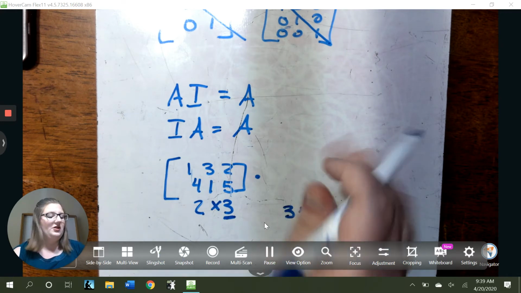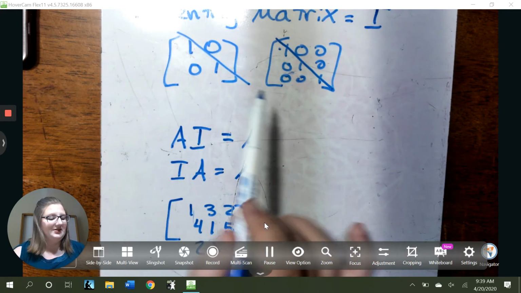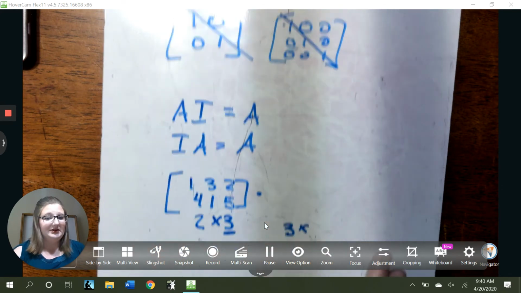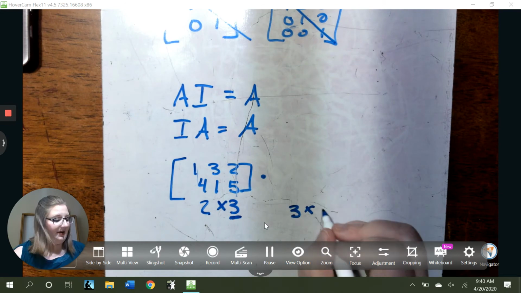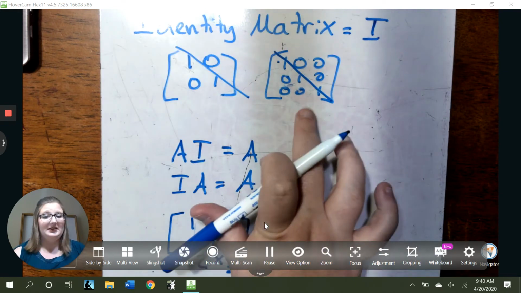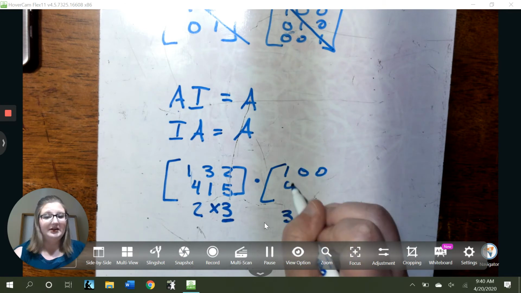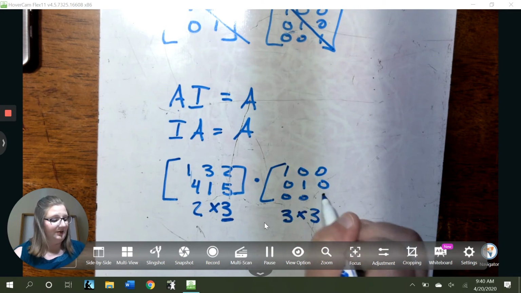And then notice up here, our identity matrices all have the same number of rows and the same number of columns. So this one down here is going to be a 3 by 3, and it's going to be the same identity matrix from up here. So we can multiply this by 1, 0, 0, 0, 1, 0, 0, 0, 1.